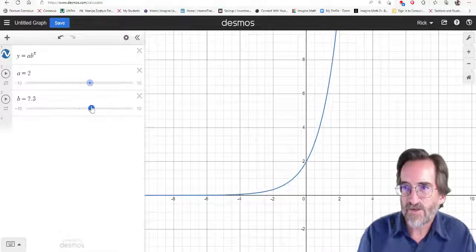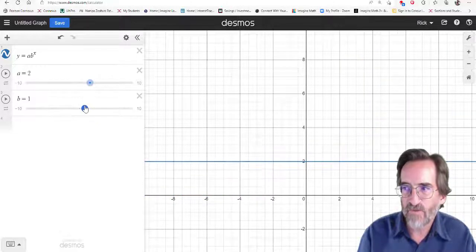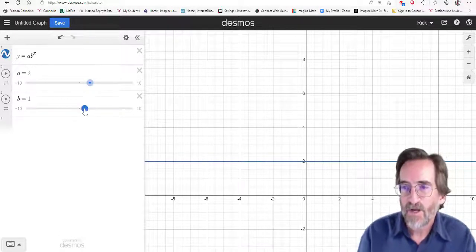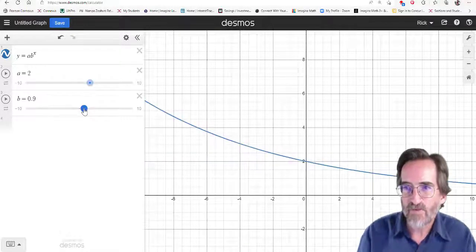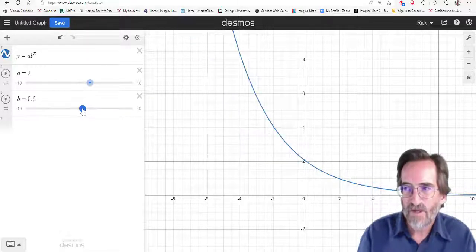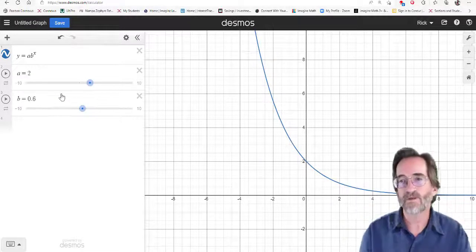As b goes down, it reaches a point when it equals 1, when we end up with a perfectly horizontal line, because 1 to any power is just 1. But something very interesting happens when b gets less than 1, 0.9, 0.8, 0.7. Okay? It's actually going down. The ski jump has inverted itself.